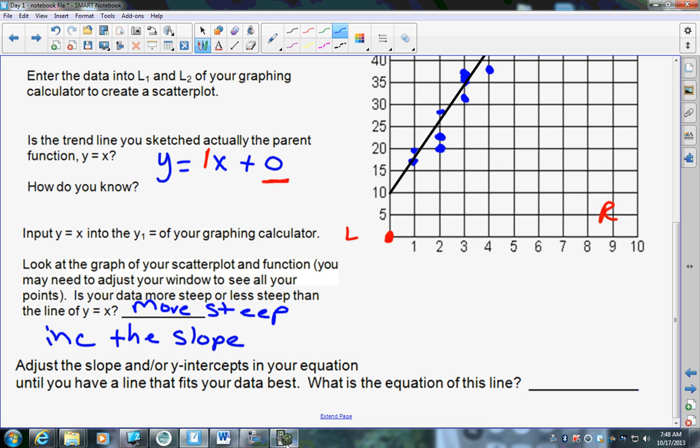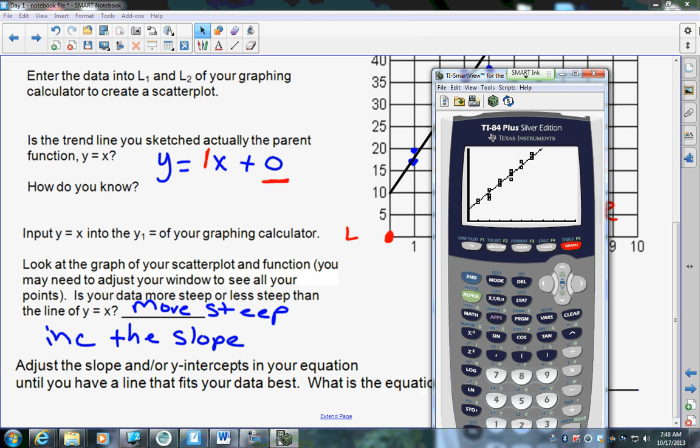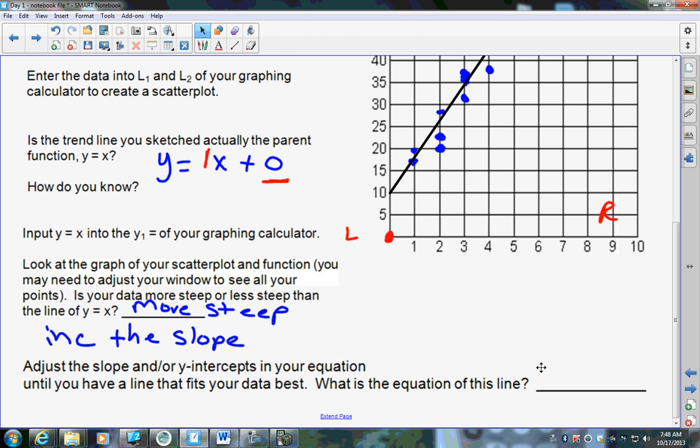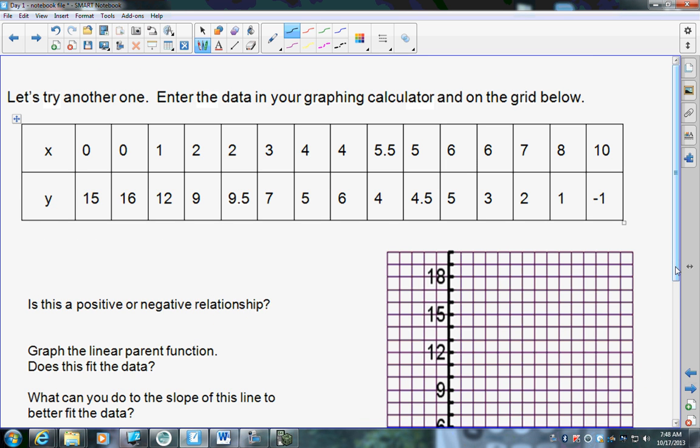What was the equation? Well, we should have had 8x plus 10. Y equals 8x plus 10. Okay, let's look at the next one. Here's the next one.